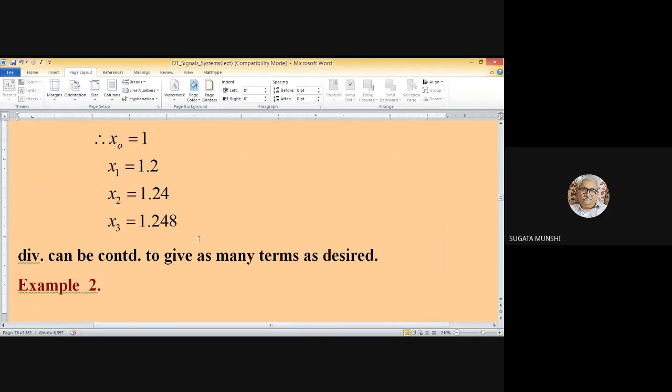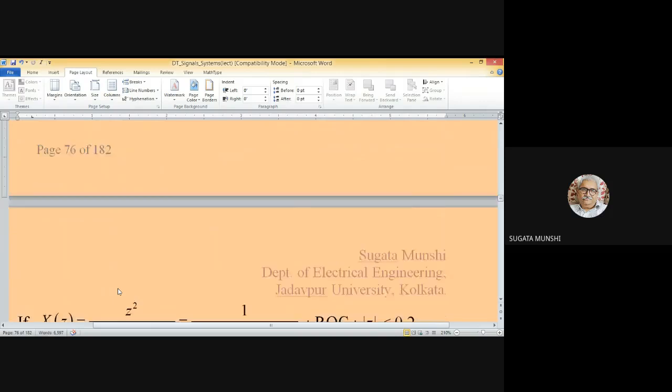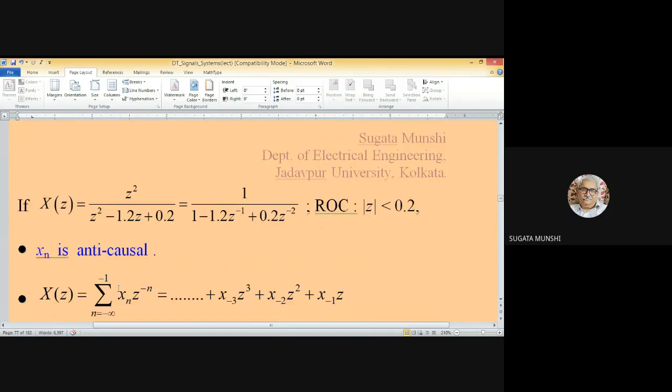Let's consider the case magnitude of z less than 0.2. That means in that case, the sequence that you want to obtain by inverse z transformation has to be an anticausal sequence, by virtue of the ROC being the interior of a circle centered at origin in the z plane. So how would you obtain it?